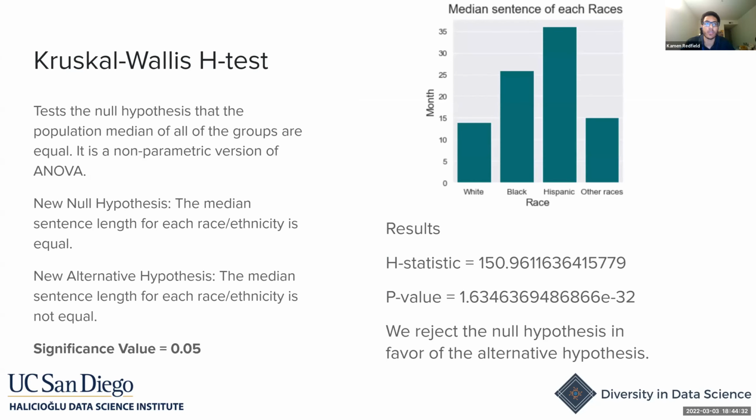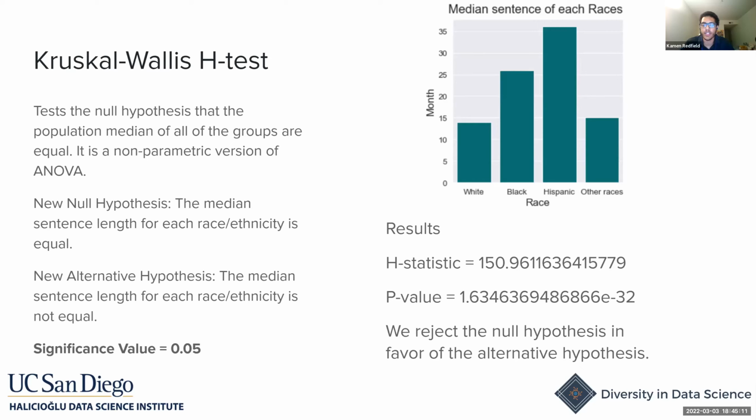So instead, we went with a Kruskal-Wallis H test. This tests the null hypothesis that the population medians of all the groups are equal. It's a non-parametric version of the ANOVA test, and this basically gets around the fact that there are certain assumptions that we can't meet. So our new null hypothesis was that the median sentence length for each race/ethnicity is equal, with the new alternative hypothesis being the opposite, which is that the median sentence length for each race/ethnicity is not equal. We set a significance value of 0.05, and we got the results shown to the right.